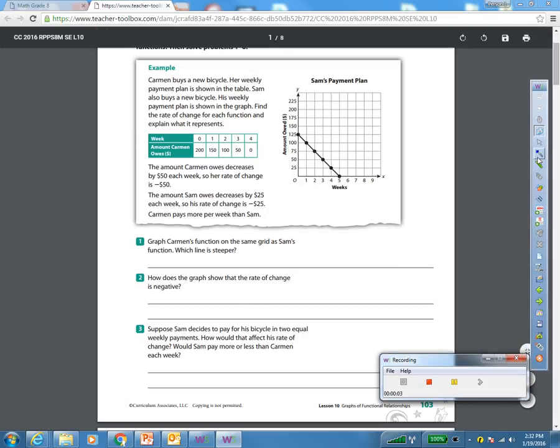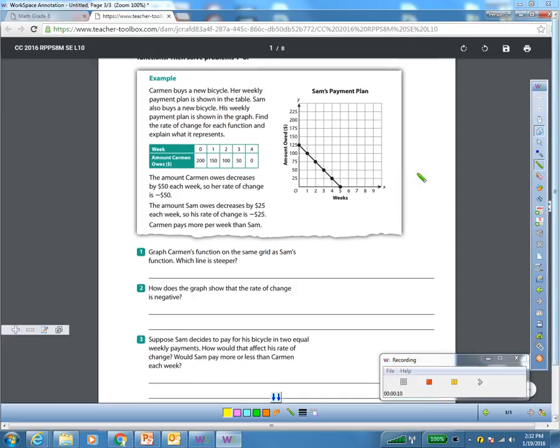Class, this is Homework Help with page 103 and 104. So start by reading the example. If you need to pause the video, go ahead and do that.